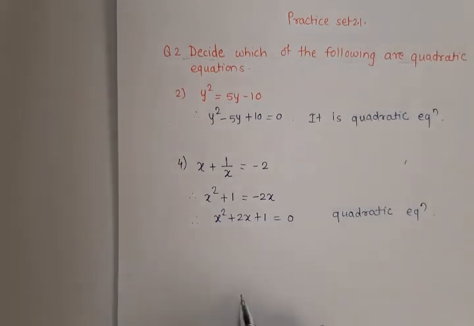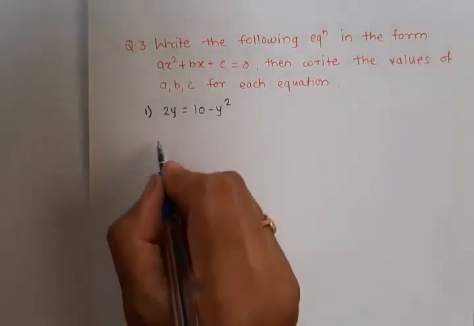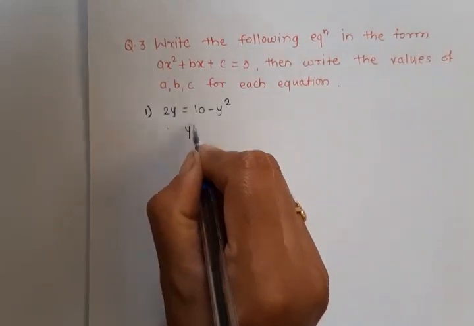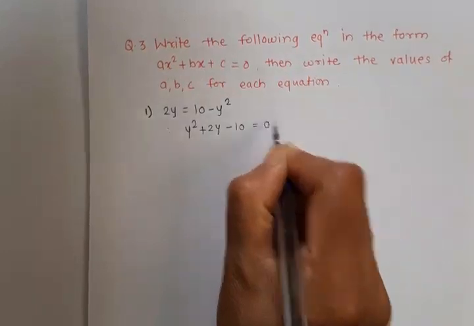So in this way you can complete the question number 2. Now I will take the question number 3. Question number 3 is, write the following equation in the form ax square plus bx plus c equals to 0. Then write the value of a, b, c for each equation. First equation is given 2y equals to 10 minus y square. Now whatever equations are given, first of all we have to write these equations in general form. So we will get y square plus 2y minus 10 equals to 0.